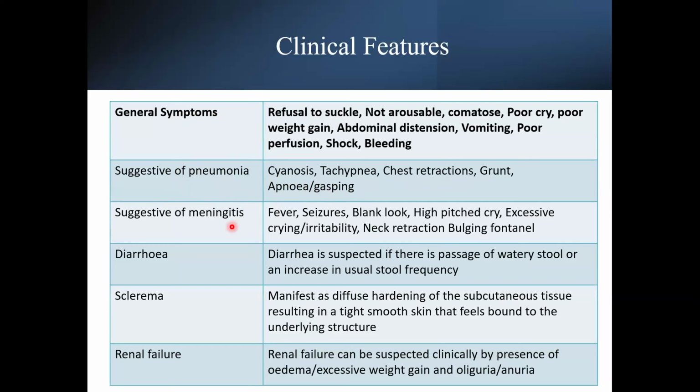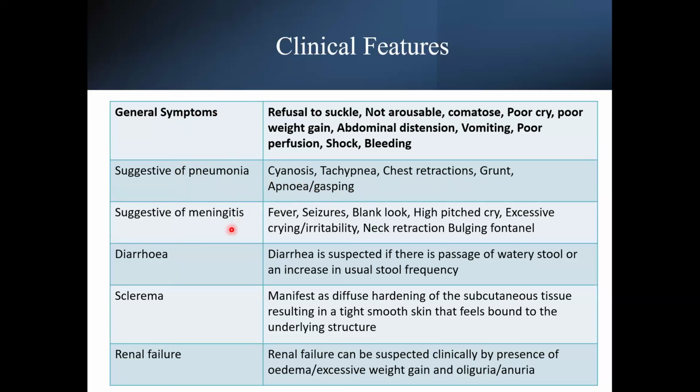In meningitis, baby may have seizures, high pitch cry, excessive irritability, neck retraction, bulging AF. Right? So if there is any GI infection, in addition to the general signs, we saw abdominal distension, vomiting, there may also be loose stools. Right? So there is something called scleroderma.